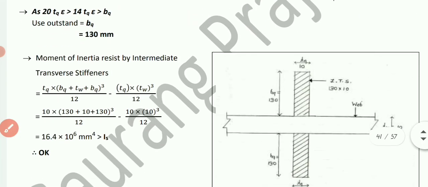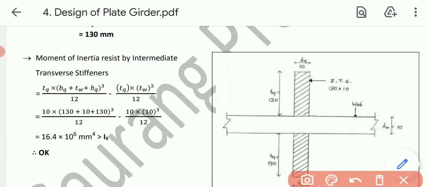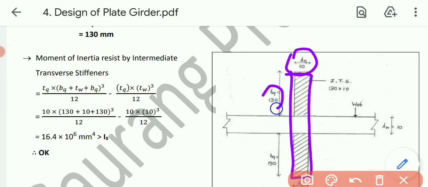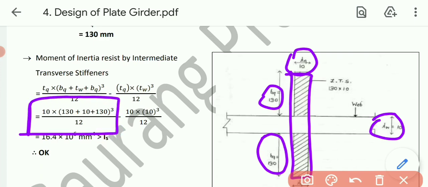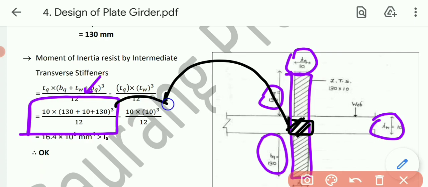So first let's calculate its moment of inertia. Let's calculate the whole moment of inertia of the whole vertical member. So 10 into (130 plus thickness of web 10 plus 130) cubed by 12, and from this we deduct the central portion of the web. This portion will be deducted, so minus 10 into 10 cubed by 12.